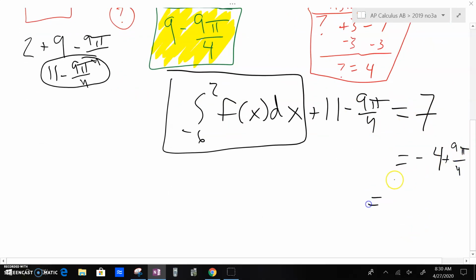And quite likely, and I can check back here to make sure I'm expressing it the way they do, I would guess it's written 9 pi over 4 minus 4. And that would be the area from -6 over to 2. So from -6 over to 2, that would be my space.